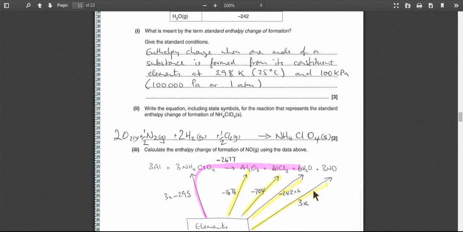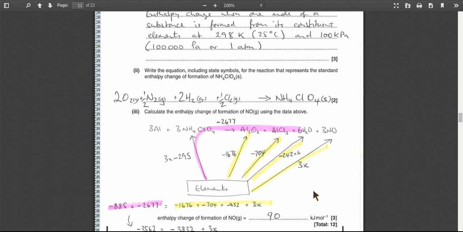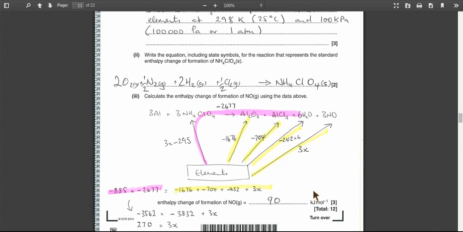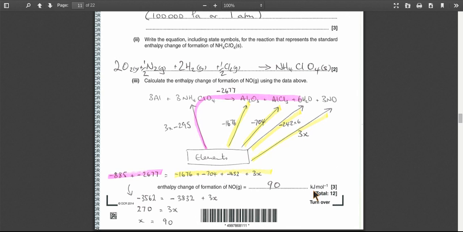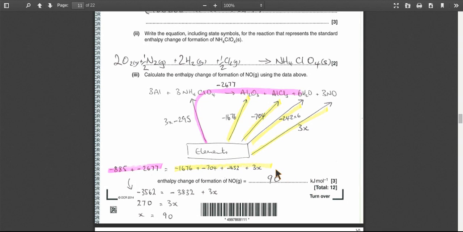And here's the sort of awful looking calculation. Calculate the enthalpy change of formation of NO using the data above. So if I just leave the screen there, I'll just talk through this. So this is an enthalpy change of formation cycle, because all the data in the table are enthalpy changes of formation. So when I do these, I always just put an elements box at the bottom, and then I have the equation that we know the enthalpy change for, and that goes across the top.